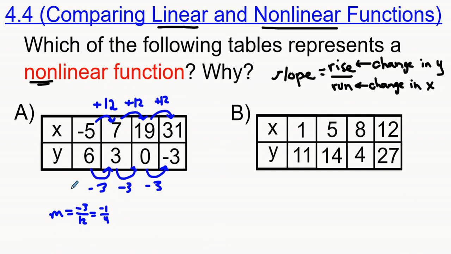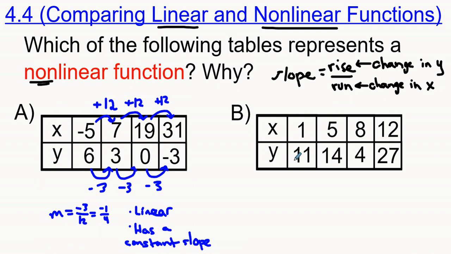So is that one nonlinear? The answer to that is no, because it has a constant slope. The rise over run never changes, so this one is linear. The question does not ask you which one is linear, it says which one is nonlinear and why. But just to make a point, I'll say this one is linear because it has a constant slope. So assuming one of these is nonlinear, it's got to be this one, but let's prove it.